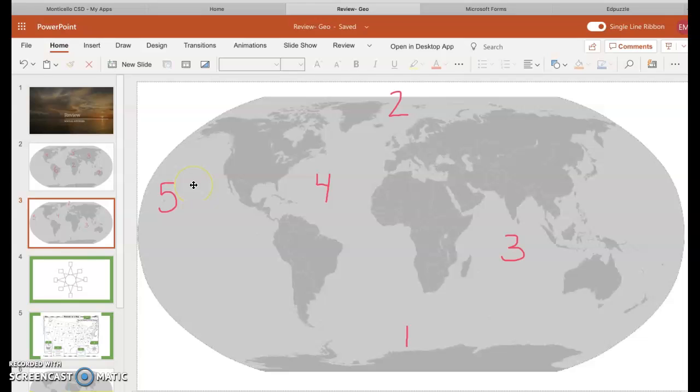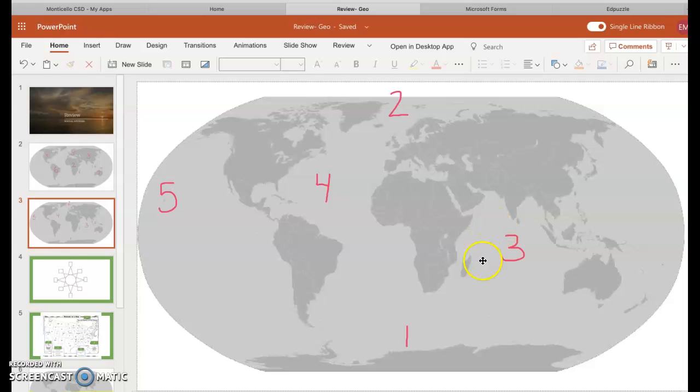Okay, so to review, number 1 at the bottom of our globe, if you're thinking of a compass rose, north is up here, south is down here, and this is called the Southern Ocean. So a good way for you to remember the Southern Ocean is that it has the word south in southern. So the Southern Ocean is at the bottom of our globe. Number 2 is the Arctic Ocean. It's cold up by the North Pole, the Arctic Ocean.